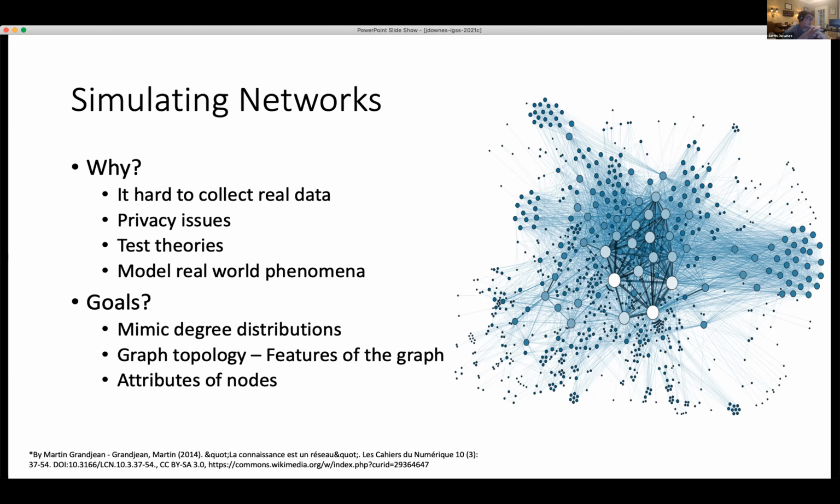So what are some of the goals? In this specific example, I'm trying to mimic degree distributions, but you could also try to mimic the topology of the graph, so features of the graph itself, like the width or the centrality of the graph, or attributes of the nodes, like people's ages, people's preferences, political leanings.